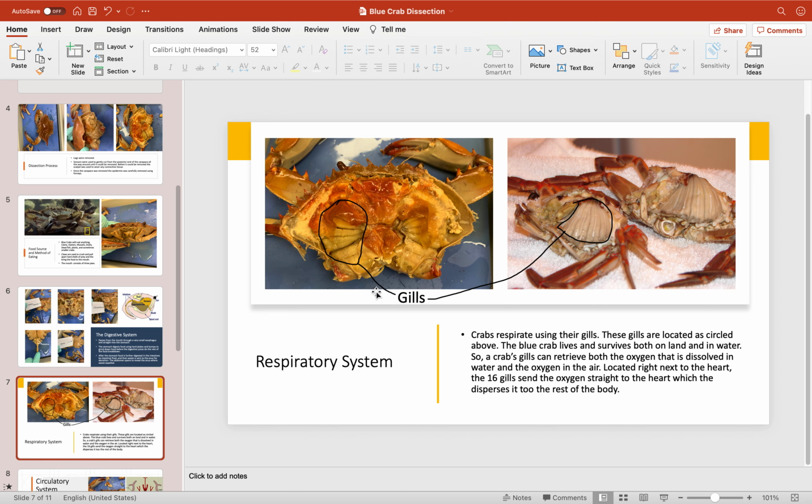The respiratory system of the blue crab is neat because it allows crabs to respirate both on land and in water. Their gills are capable of retrieving both oxygen in the water and the oxygen in the air, which is pretty interesting. These sets of gills, 8 on each side of the heart, collect the oxygen, which then transfers that oxygenated blood straight into the heart, and then the heart can disperse that into the rest of the body.